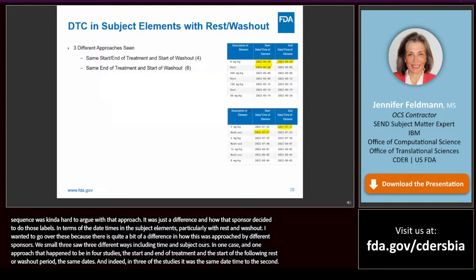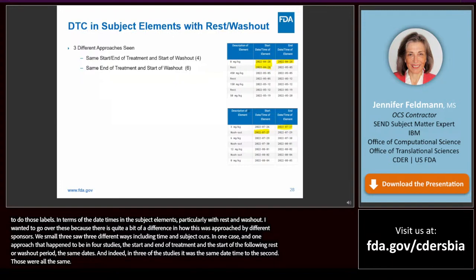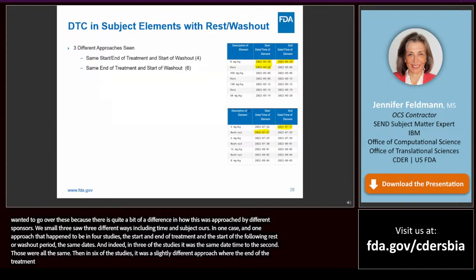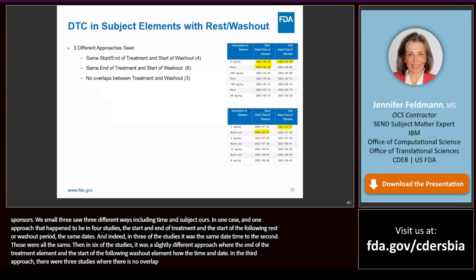Then in 6 of the studies, it was a slightly different approach where the end of the treatment element and the start of the following washout element had a common date. In the third approach, there were 3 studies where there was no overlap between treatment and the following rest or washout. So each of the dates between the 2 elements was 1 day apart.